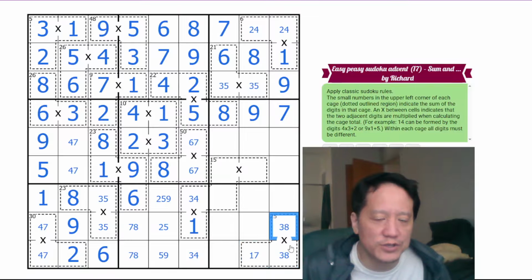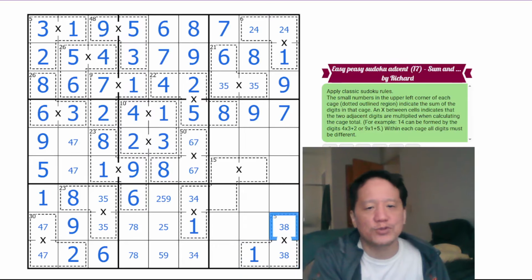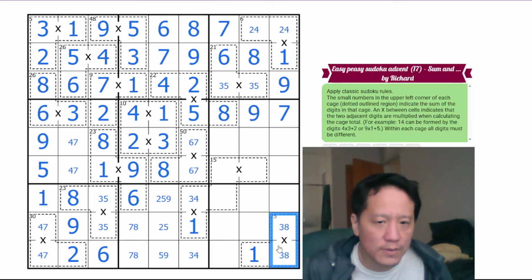So if this is 1, this is 3 and 8. If this is 7, 8 doesn't multiply to anything that adds up with 7 to add up to 25, right? 25 minus 7 is 18, but that can only be 3 times 6. So this has to be 1 with 3 and 8 here to add up to 25.